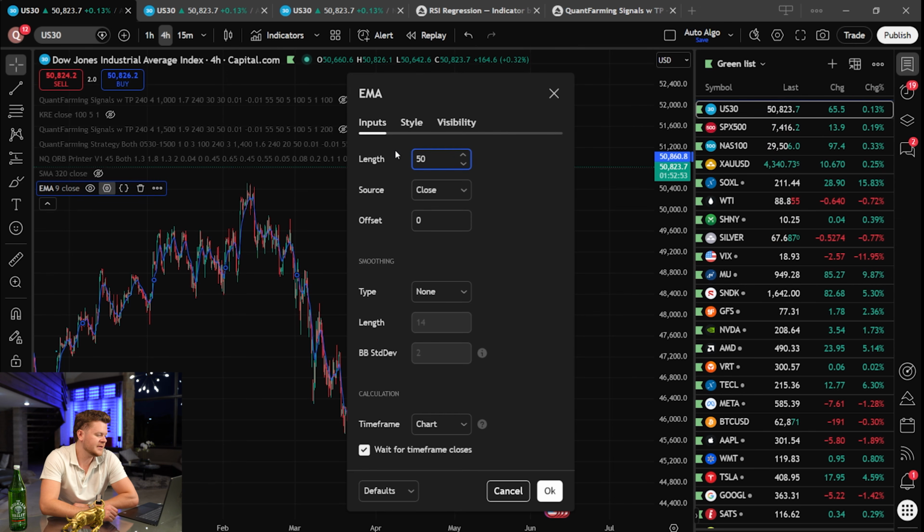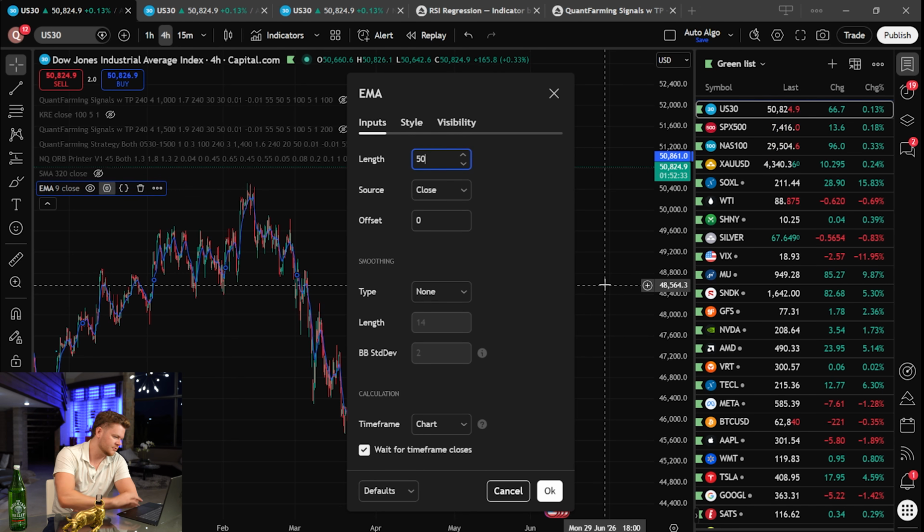Now a 50-day moving average is going to be for something that moves maybe a little bit slower. For example, I'm looking at the Dow Jones right here. A 50-day moving average is fine, but for something that's a little bit more high beta, what is high beta? Beta is like a Palantir, right? Or a Tesla, or something that moves a lot more than just the general broader index.